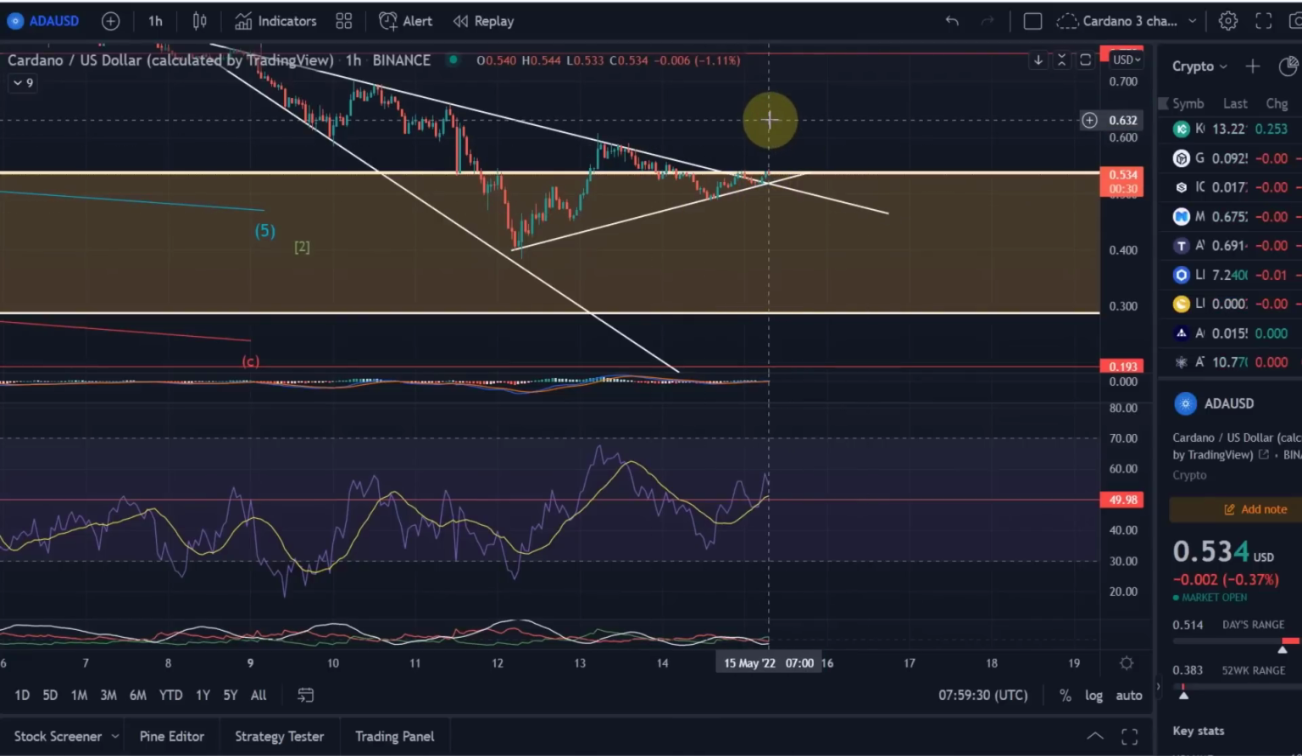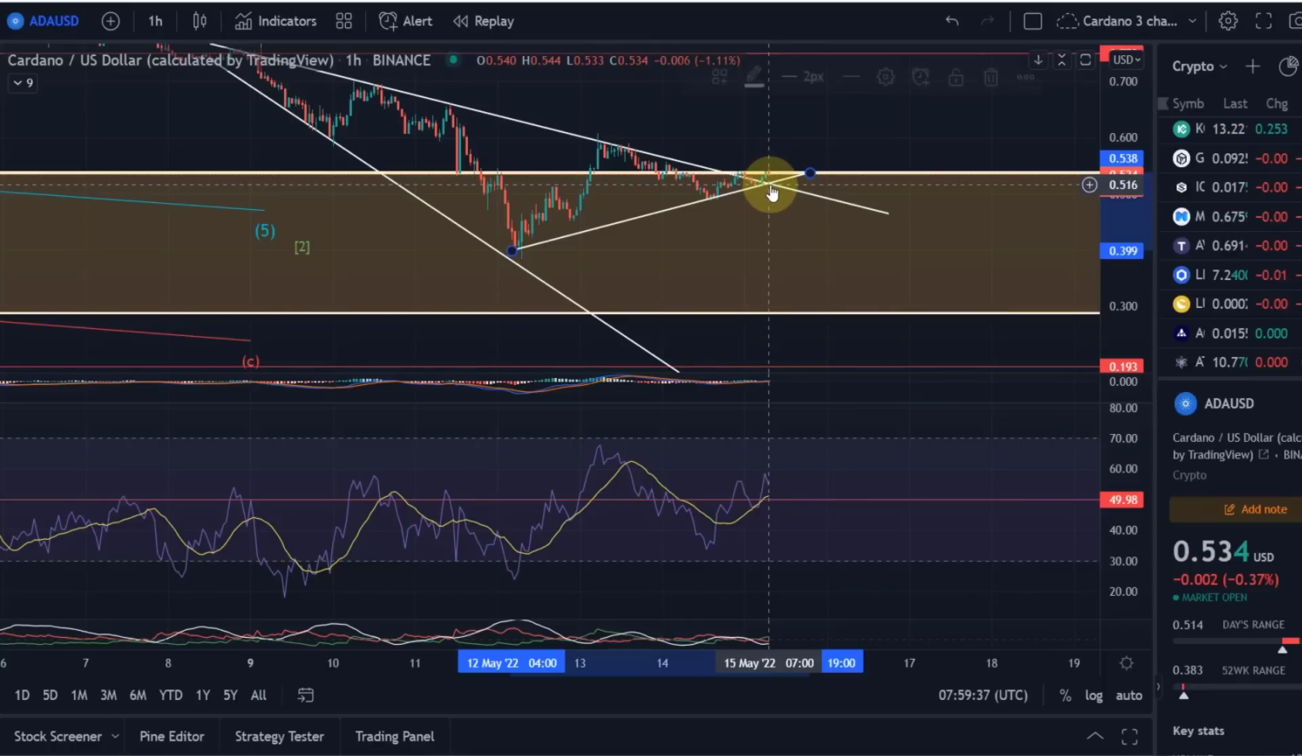Of course, if you lose this trend line here, one of these, and they are actually crossing here at 51, 52 cents, if we get below 52 cents today, I think we're back in the wedge, and this would be quite a bearish signal from the market. Yeah, and that is pretty much my view here about Cardano at the moment.